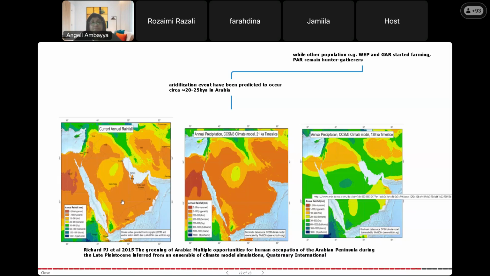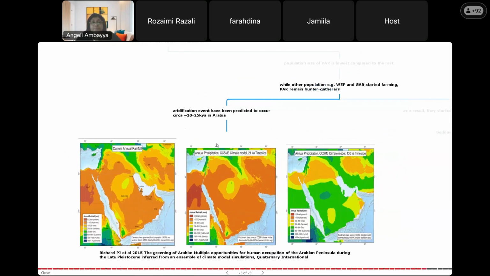So we hypothesize that the PA remained and became hunter-gatherers, while the Ga, the Web, and the SARS went away. The African went back, the SARS went to India, Pakistan, Afghanistan, while the Web and Ga went north and started farming.